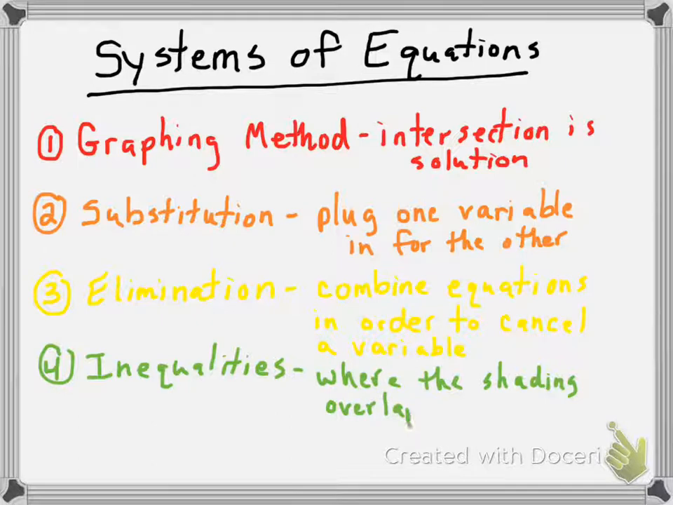So, in a brief overview, those are the four things we're going to be looking at. Okay, graphing method, which is we're looking for the intersection. Substitution, we're plugging in one variable for the other. Elimination, we're combining the equations so that one cancels. And with inequalities, we're graphing and we're looking for where the shading overlaps. Alright, so first we're going to look at the graphing method.